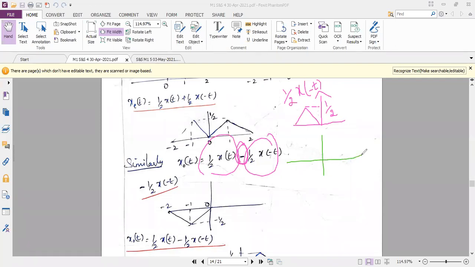Place 1 by 2 x of minus t. What? I'm not understanding. See here it is minus 1 by 2 x of minus t. Already I have the graph for 1 by 2 x of minus t. But as per the odd signal equation, it is minus 1 by 2 x of minus t. So if there is a minus in the amplitude, how?